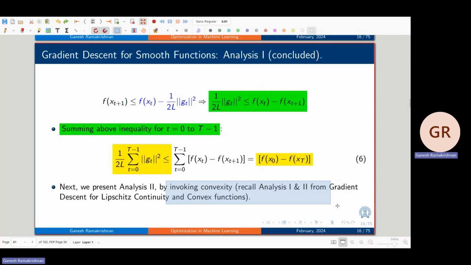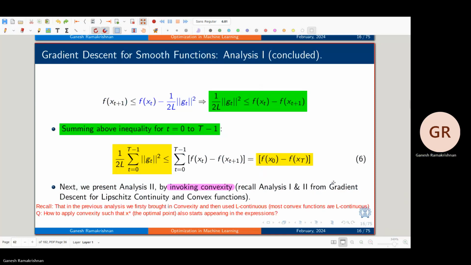Invoking convexity, recall analysis 1 and 2 from gradient descent for Lipschitz continuity and convex functions. All that we had done here earlier, I'm just going to re-invoke. Right? What was that? We first use convexity, then use Lipschitz continuity, but that we will not use. We want, and by the way, we want x star to start appearing. One thing you should become uncomfortable by now is there is only x naught, x_t, but what about x star? I want to converge to x star, sorry. Okay, so that will come from here.